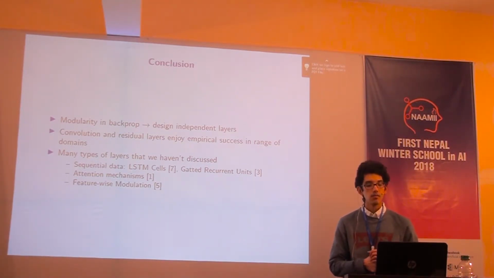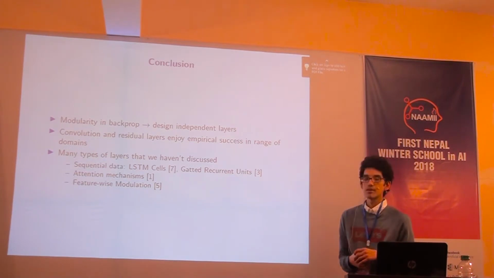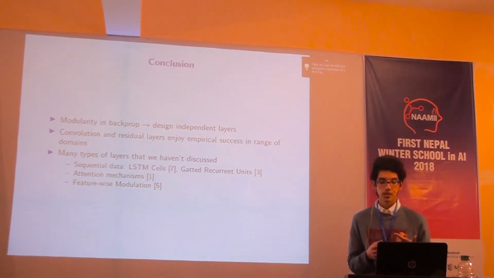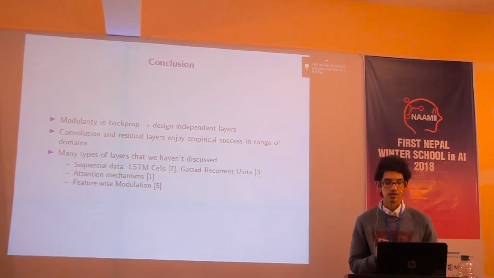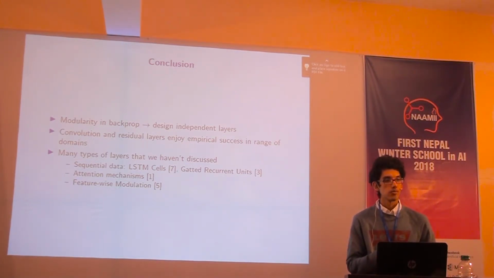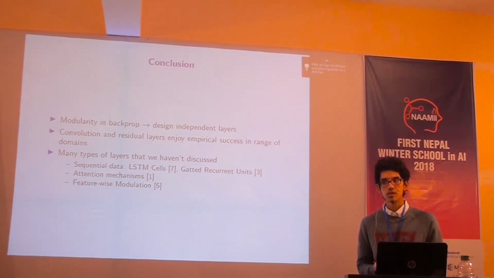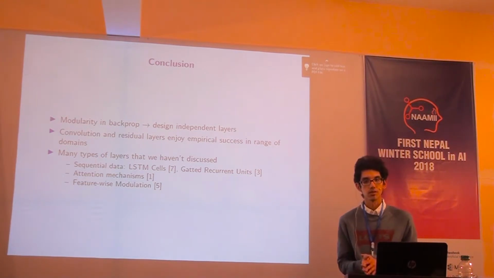I think it's worth mentioning. I didn't really get a chance to talk about these other layers, but they are very important, especially if you're doing something sequential: attention, LSTM cells, gated recurrent units. These are going to be useful whenever you're working with text or language data. And feature-wise modulation is an idea for settings where you want to introduce some sort of external conditional information.